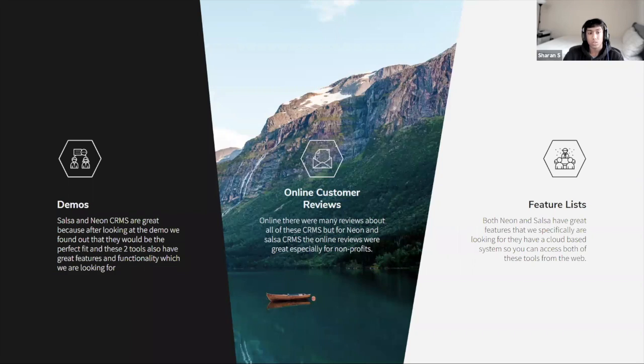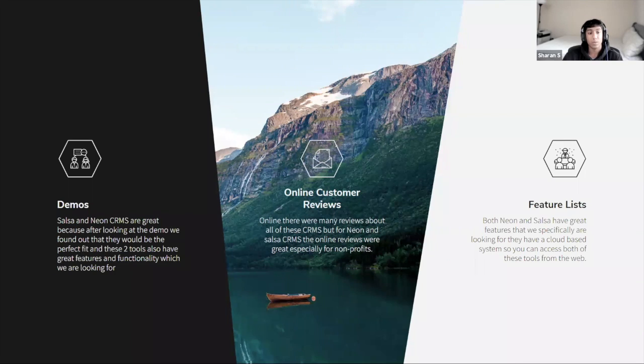So the two tools we narrowed down to for the CRM were Salsa and Neon. We looked at three categories to decide which one would be a better fit and a better tool overall for us. The three categories we evaluated include demos, online customer and nonprofit reviews, and finally, feature lists.